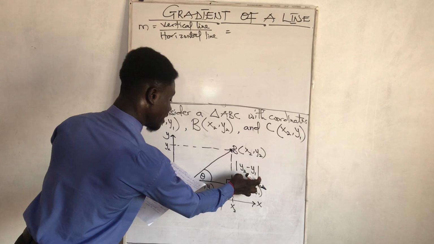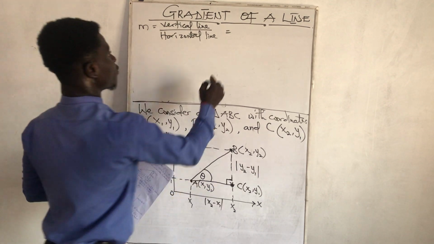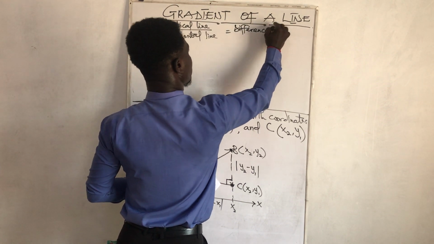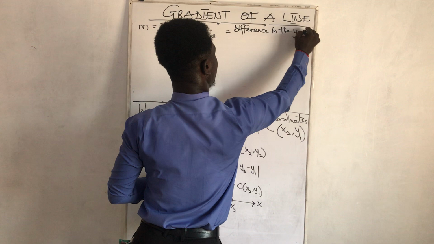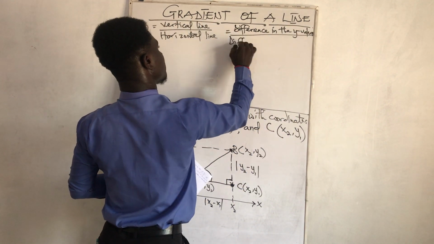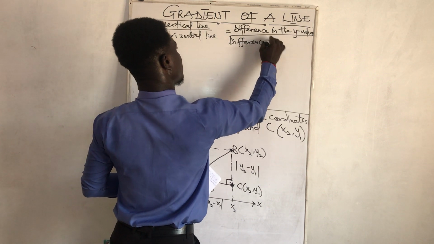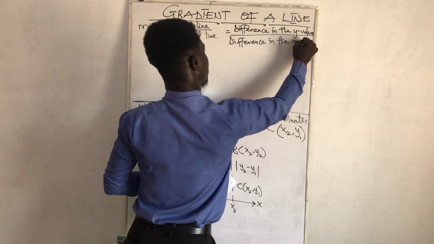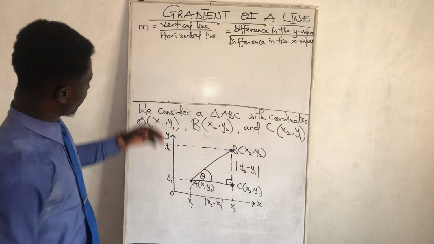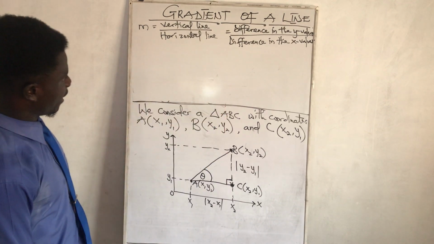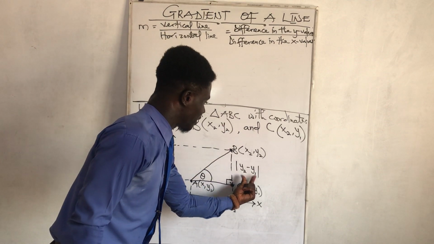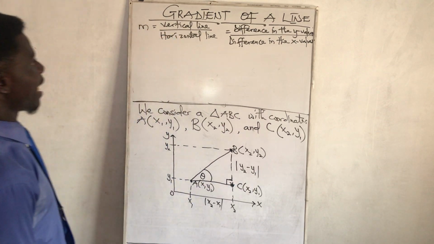So which is equal to the difference in the y values, right? The difference in the y values all over the difference in the x values, right? So we can obtain the gradient, which is the vertical line over the horizontal line. So the difference in the y-axis all over the difference in the x-axis.